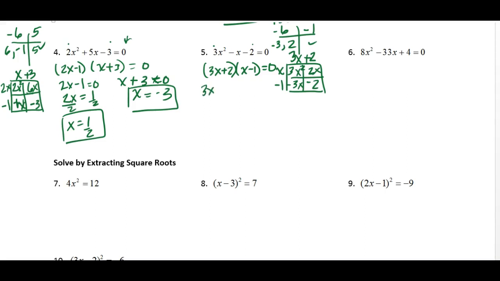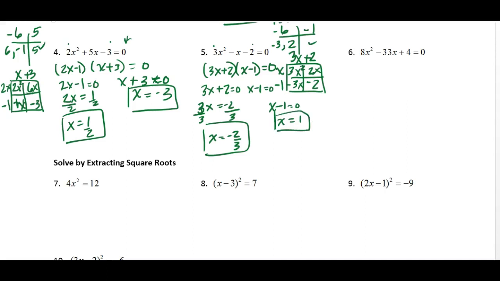And if I set each factor equal to 0, solve them. So I have 3x equals negative 2, divide by 3. So x equals negative 2/3. There's one solution. x minus 1 equals 0. Well, that's just x equals 1. There's my second solution. All right.